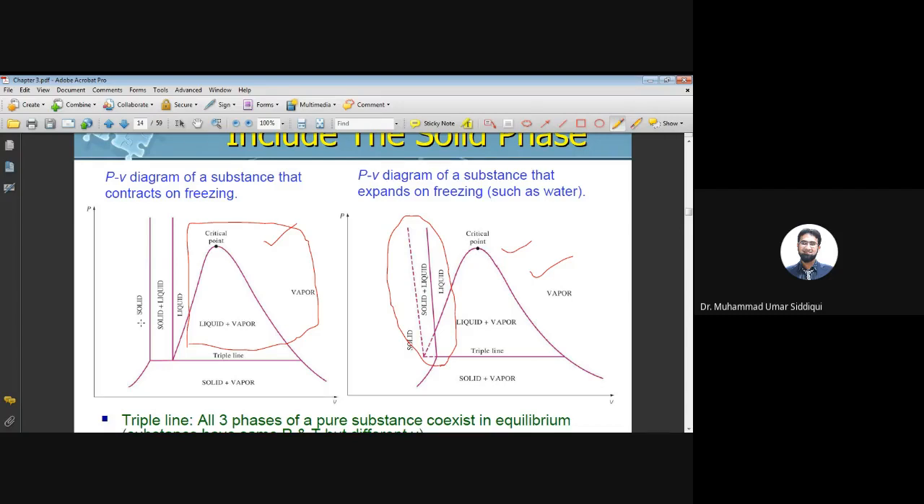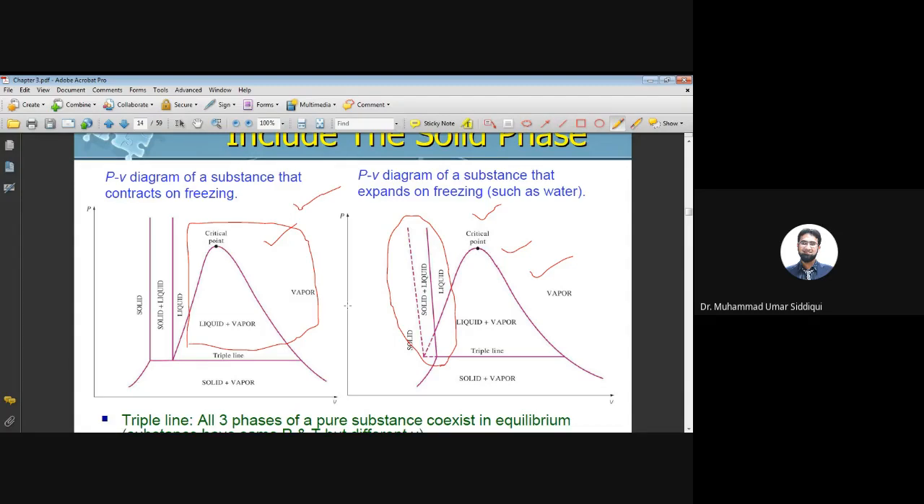Now, regarding this diagram, what is the thing that you should understand or memorize? You should be able to redraw these two diagrams. I can ask you to redraw these two diagrams. So you need to know what are the regions where you have the liquid, solid, vapor, and where you have the triple line. Triple line is basically a specific point where the liquid, vapor, and the solid, all three can coexist in equilibrium.